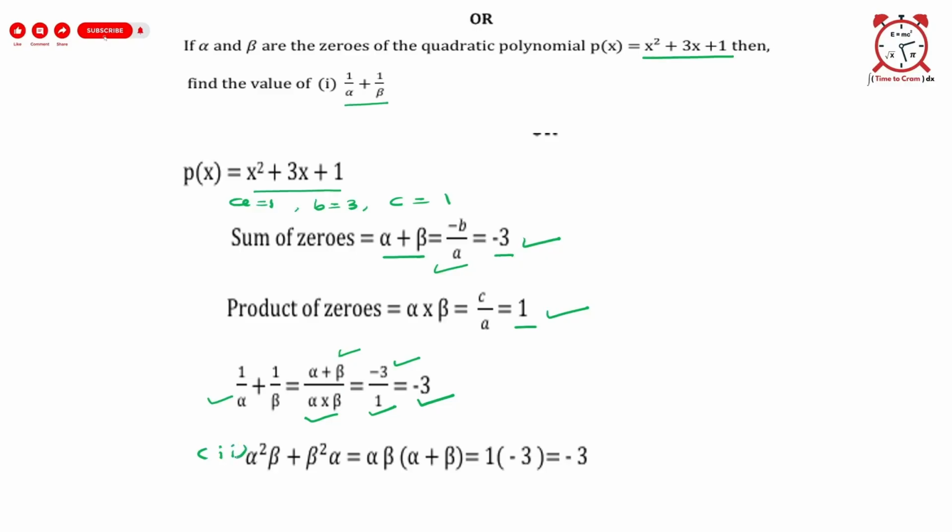This also we have to find: alpha square beta plus beta square alpha. So we will take alpha beta common, then we will have in the bracket alpha plus beta. Both values we have already, we will keep here one by one, then again we are getting -3 here. So in that way we have to solve this sum.